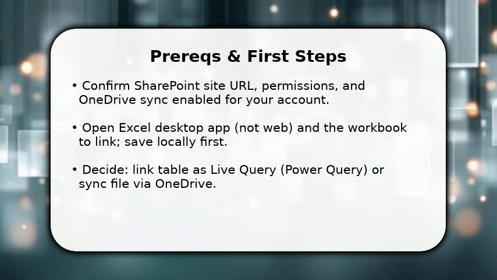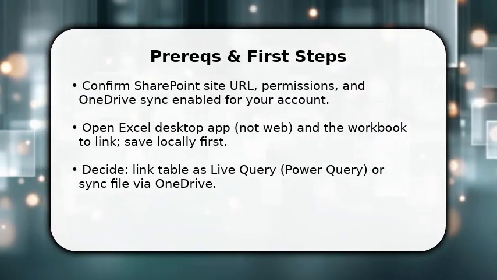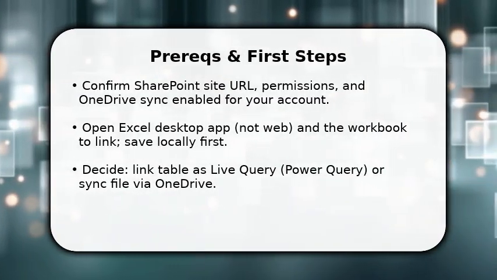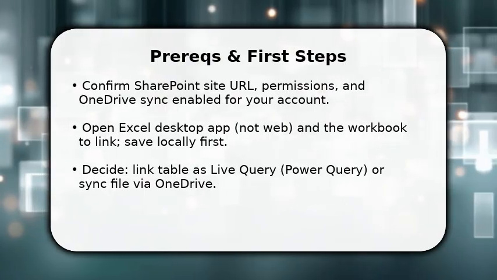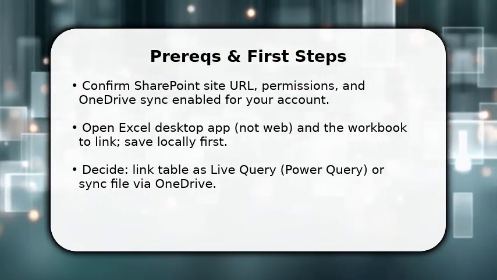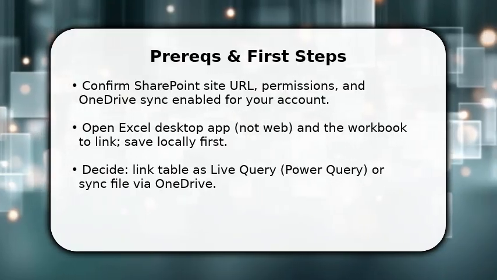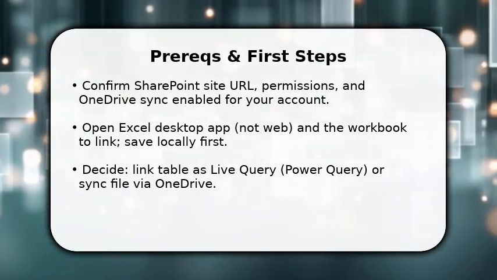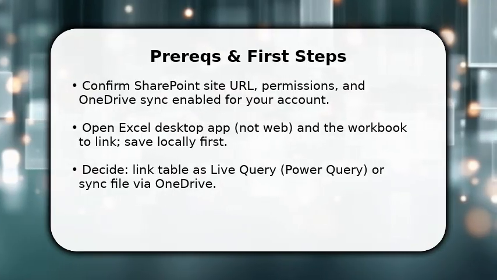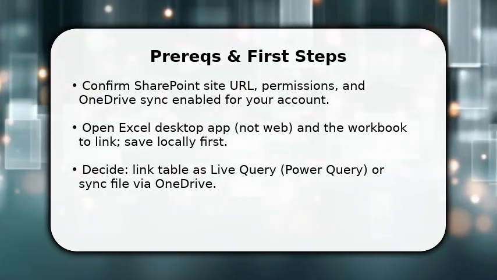You need permission and the Sharepoint site URL, so start there. Open the Excel desktop app and save a local copy. This prevents accidental version conflicts. Next, decide whether you want a live query using Power Query or a synced workbook via OneDrive. Choose Live Query for recurring updates.